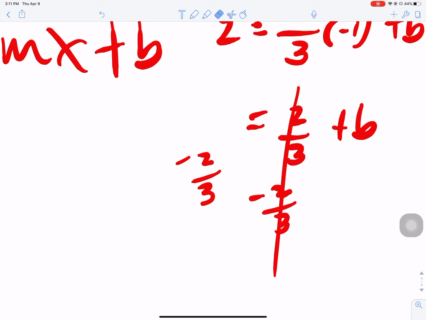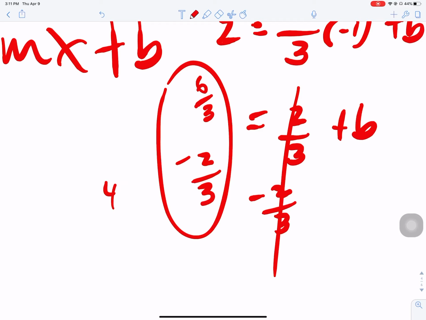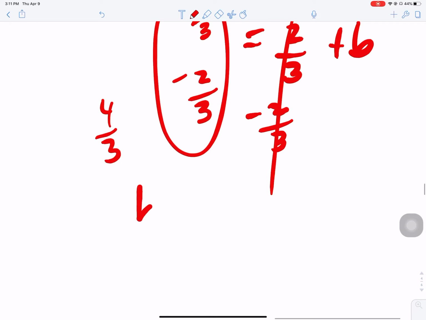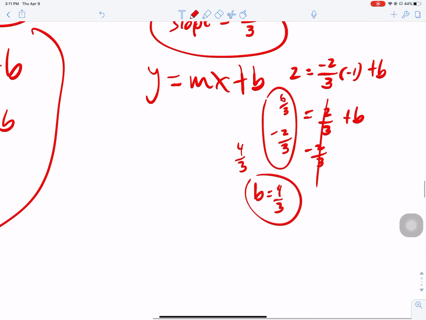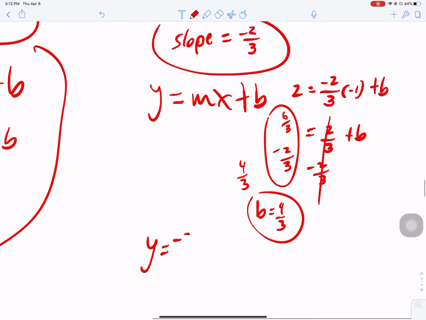turn 2 into a fraction with 3 on the bottom, right? So if I do 6/3, see how 6 divided by 3 is still 2? But now I can actually work this problem. 6 take away 2 is 4. 4/3, which is still 1 1/3, like I said a second ago. So b equals 4/3. And I'm going to be able to write this answer out with my slope as negative 2/3 and my b, which is 4/3.